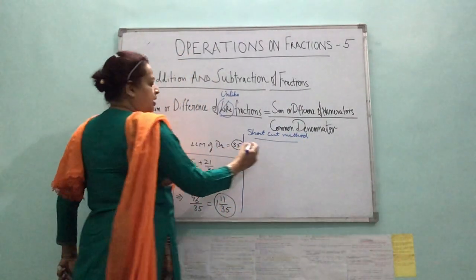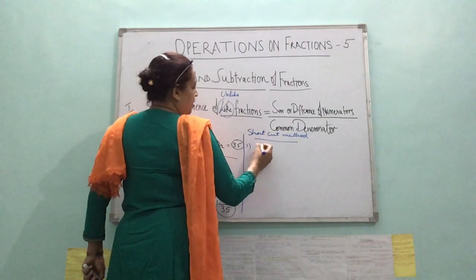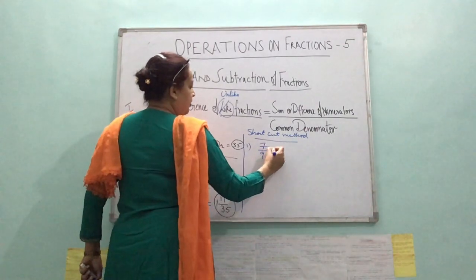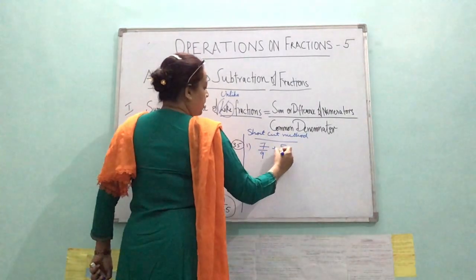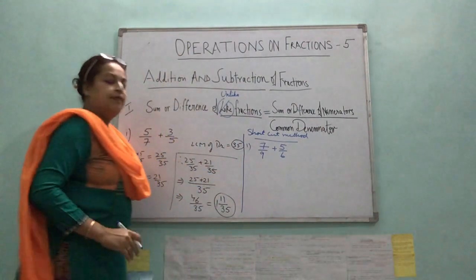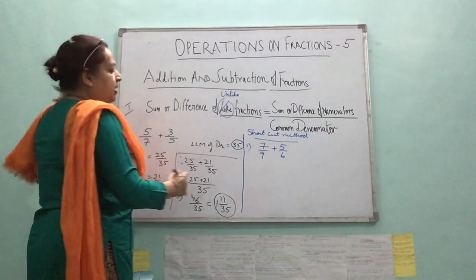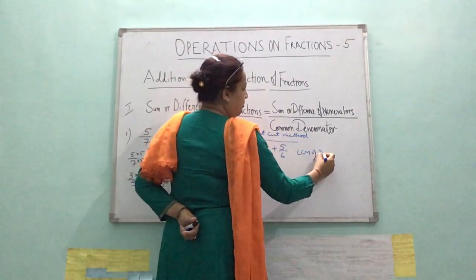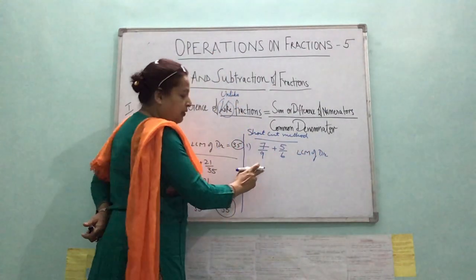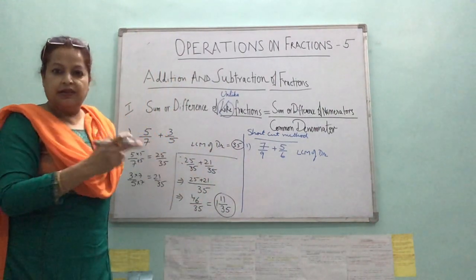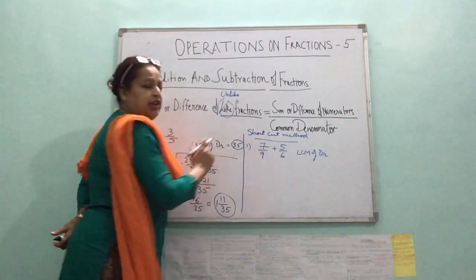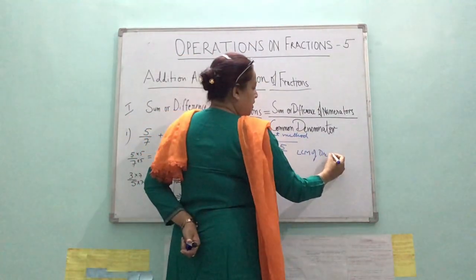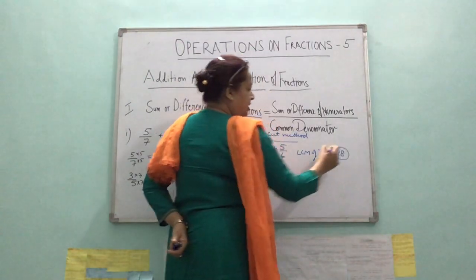So one example. Say, what did I take? 7 by 9 plus 5 by 6. Alright. First step, LCM of denominator. If you can do it orally, then you know 9's multiple is 9, 2 times is 18. It's also a multiple of 6, so LCM would be 18 only. Or you can do that working, which we do. LCM of denominator would be 18.